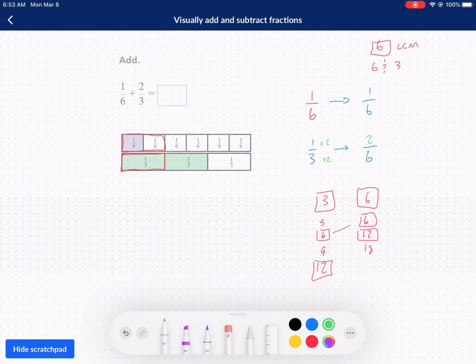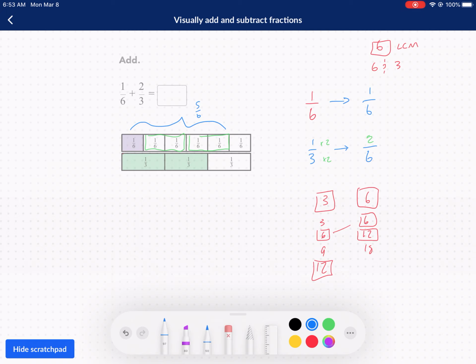So if we have 2/3, that means we need double that amount of 6ths. So we know that 1/3 is 2/6. We're going to draw 2 of those and 2 of those. Notice how now I have 5 total 6ths. 5 out of 6. And that would be what we would get.